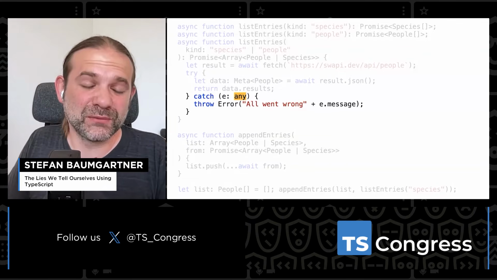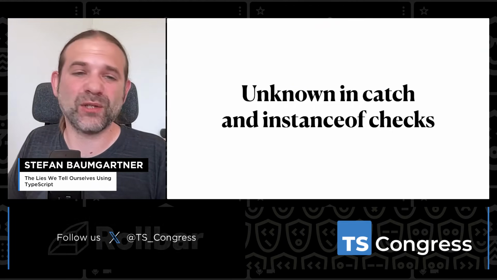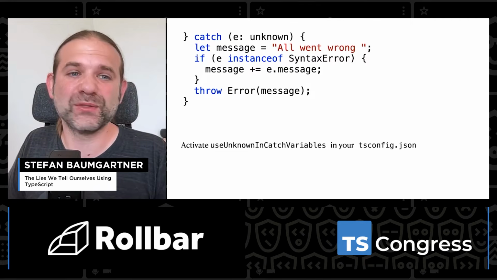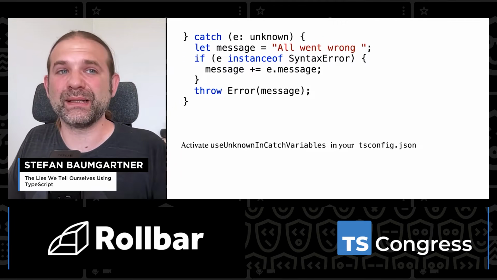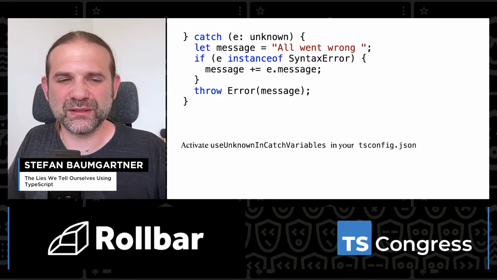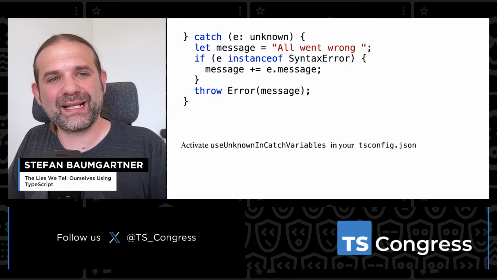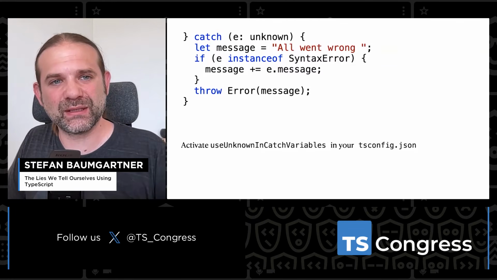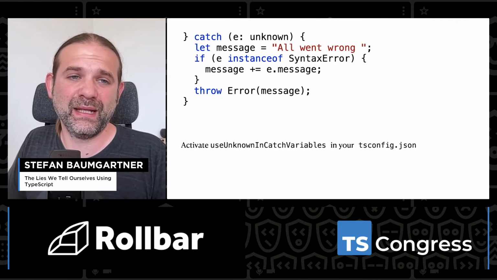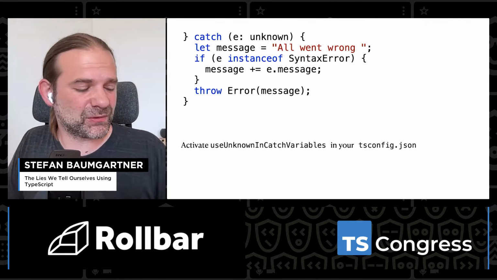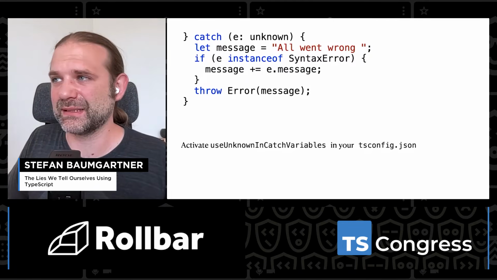And you can again solve this with a little compiler flag called unknown in catch clauses, and you do instanceof checks later on. So you activate the flag, use unknown in catch variables, then your error is unknown by default. So you don't need to catch for a syntax error or for any or whatever. It's unknown by default. And then you can do instanceof checks on syntax error to get to the actual properties of a syntax error. And this is how you mitigate these problems. So problem number 2, error handling, solution: do instanceof checks.